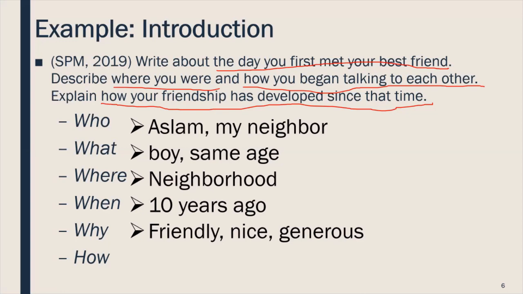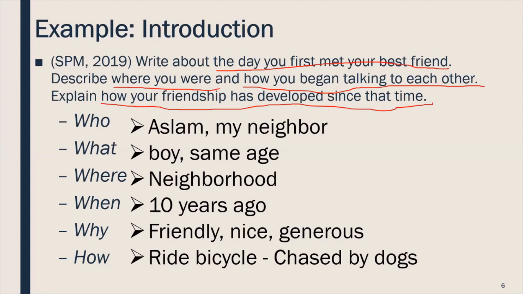And why? Why did I become friends with Aslam? Because he's friendly, nice, and generous. And how did I become friends with him? That is the interesting part. We were riding bicycles, and then we got chased by dogs, and boom, that's how we became friends.